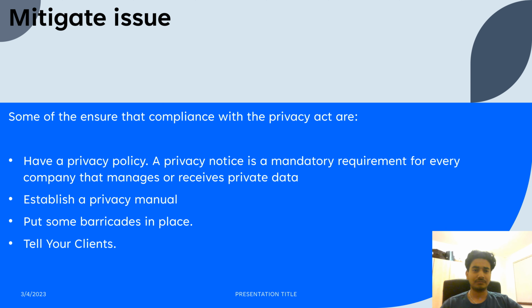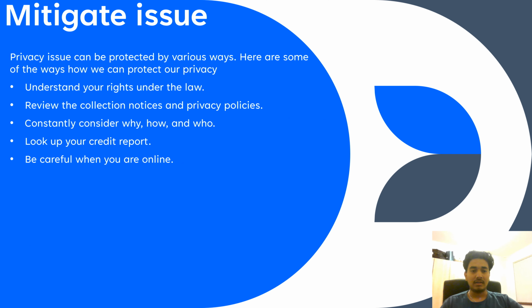Moving on, how do we mitigate these issues? How can we overcome this? To ensure compliance with the Privacy Act, have a privacy policy. This is one of the mandatory requirements for every company that manages or receives private data. Establish a privacy manual, put some barriers in place, and tell your clients.